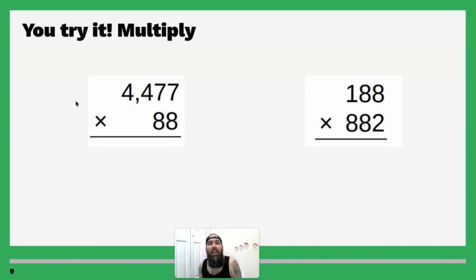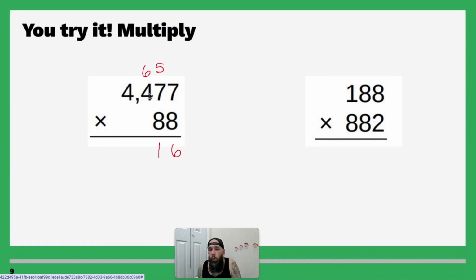Hi, welcome back. All right. We've done it before. We're going to do it again. 7 times 8 is 56. Write out your 6. Carry the 5. Multiply and add. 7 times 8 is 56. 56 plus 5 is 61. Write out your 1. Carry the 6.